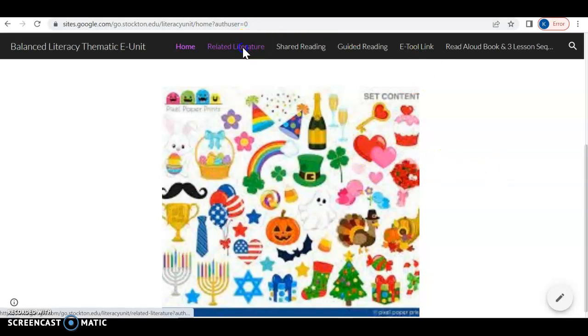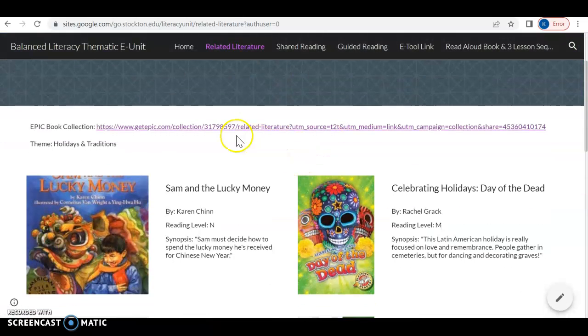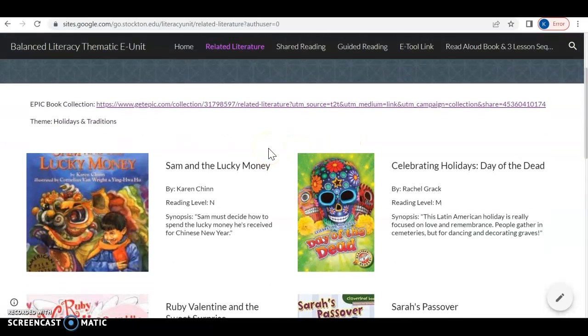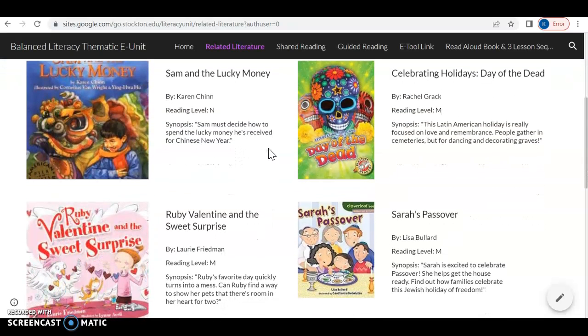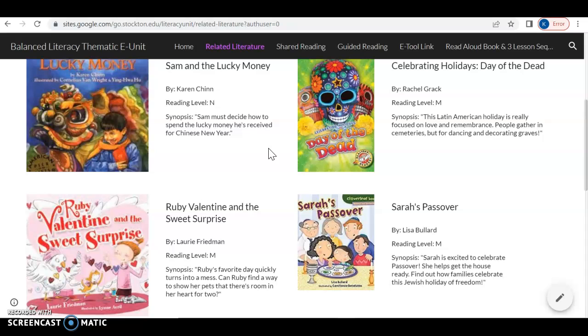So on my related literature page, you will find my link to my Epic book collection, where you can find all the books listed here that are from my related literature collection. It is important that related literature includes books that can appeal to students on different reading levels, with different cultures, with linguistic differences, and much more.